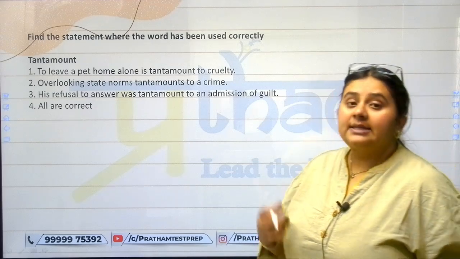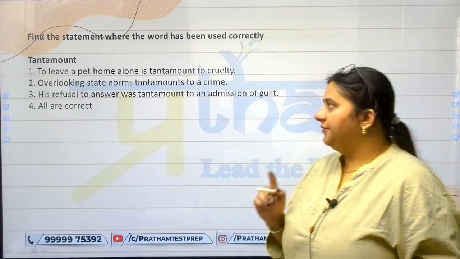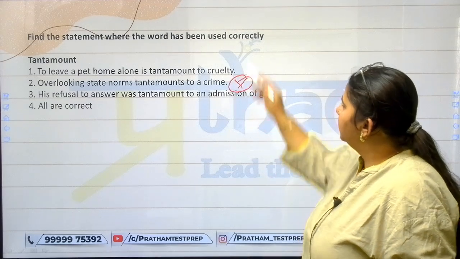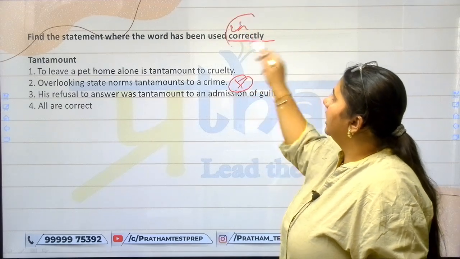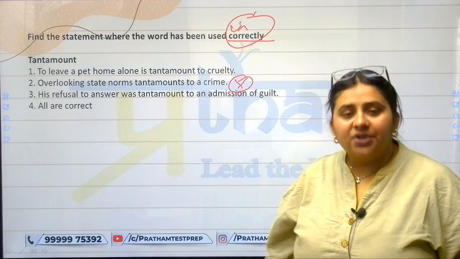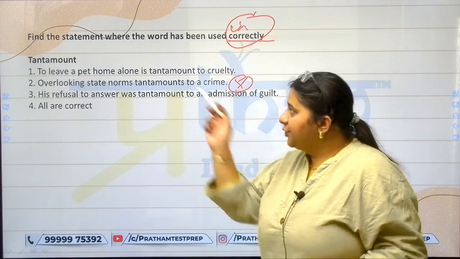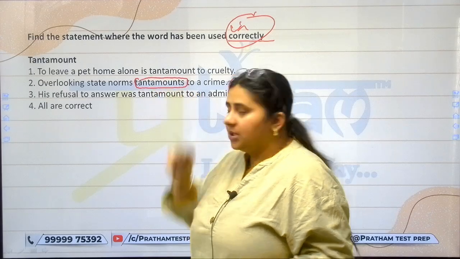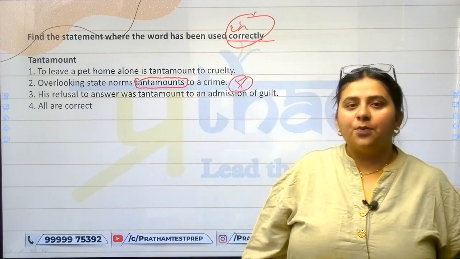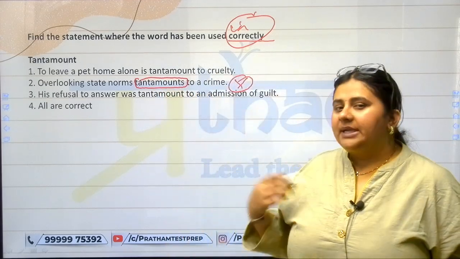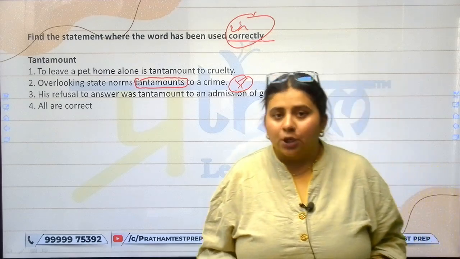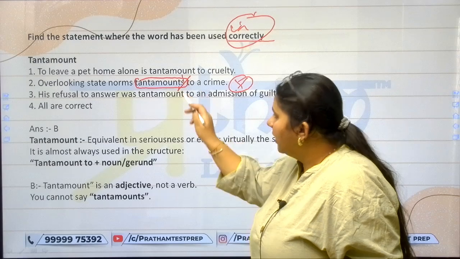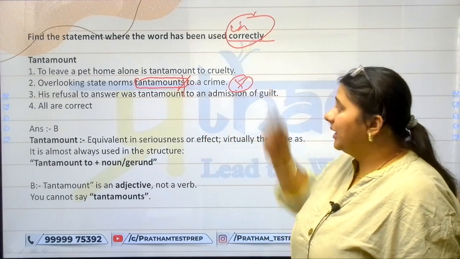Now, let's see how and what it should be different. Dekho. Incorrectly, it should be not correctly. It should be incorrectly, right? Where it has been used incorrectly. Now, it has to be the second one, because we never say tantamounts. See, S or ES we are able to add in a verb, but tantamount is not a verb actually. So here in this question it has to be tantamount. So S remove karenge.